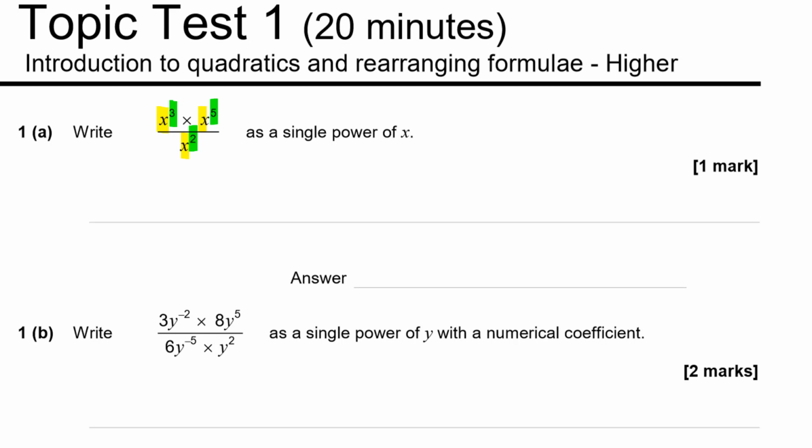If I've got two numbers with the same base and I multiply them together, I'm going to be adding the indices. So my numerator part simplifies to x cubed times x to the 5 is going to be x to the power of 3 plus 5, which is x to the power of 8. And then, if I've got two numbers with the same base and I'm dividing them, then I subtract the indices. So it's going to be x to the 8 divided by x squared is x to the power of 8 subtract 2. It's going to be x to the power of 6.